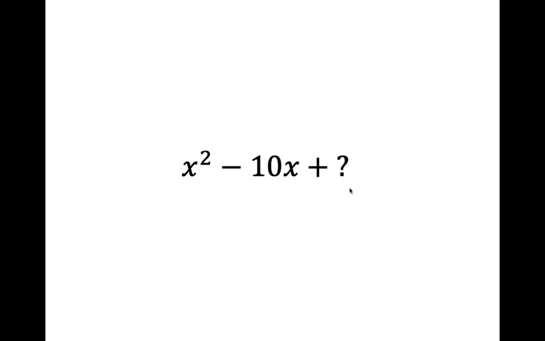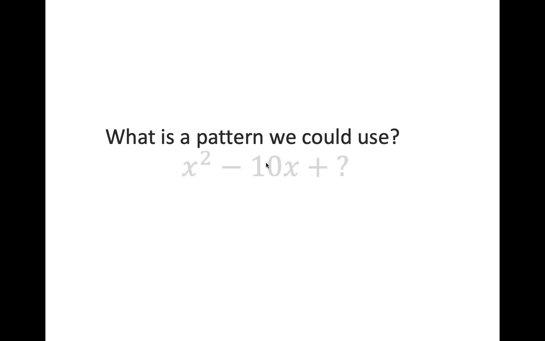The answer is 25. And the way in which we find this is that we take this number in front of the x, which we call b usually, and we divide it by 2 and we square it.